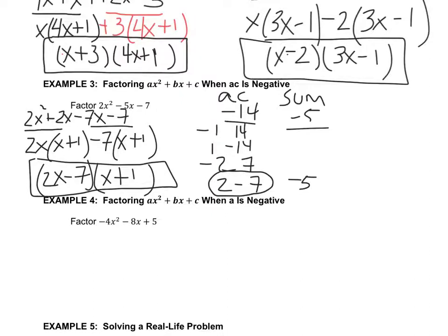So here we have another one, negative 4x squared minus 8x plus 5. So this time, when I do my AC, our factor pairs are now negative 20. So one of these factors will be positive, one will be negative. But we need the sum, the B value, to be negative 8.